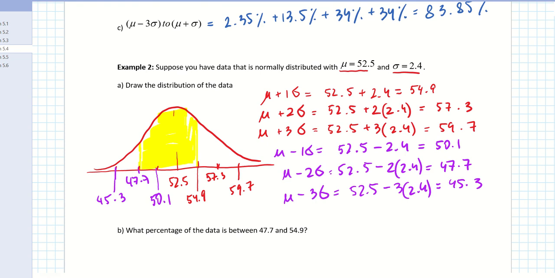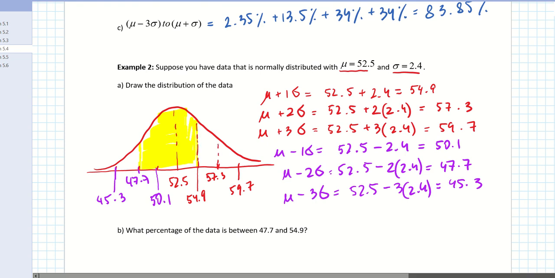So if you break this into segments, let me use a couple of different colors so it's easier to see, like so. Remember, here we have 34%. This area here is 13.5, and this is 2.35%. Another 34, 13.5, and again, this is 2.35%.